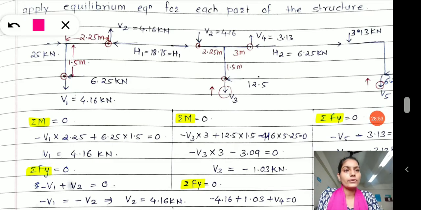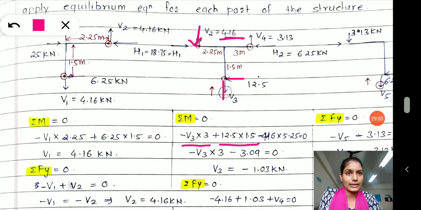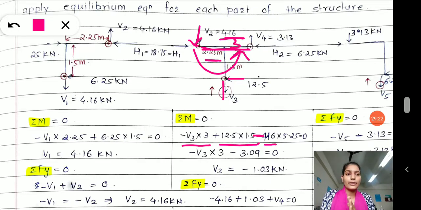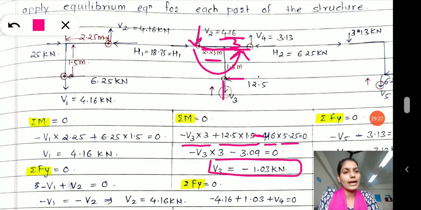Then next is this V3, then 12.5. We are done with these two forces. The last remaining is V2, which is of value 4.16. 4.16 is making an anti-clockwise moment, therefore taken negative, into 5.25. Now the horizontal distance of it, this one is 2.5, this one is 3 meters, so 3 plus 2.5, how much is it? 5.25, giving me a V3 value as negative 1.03.